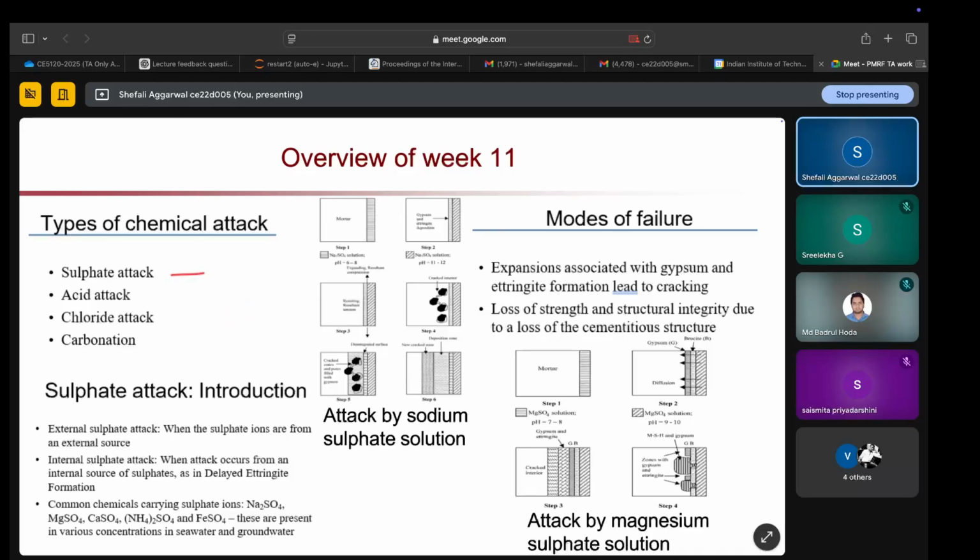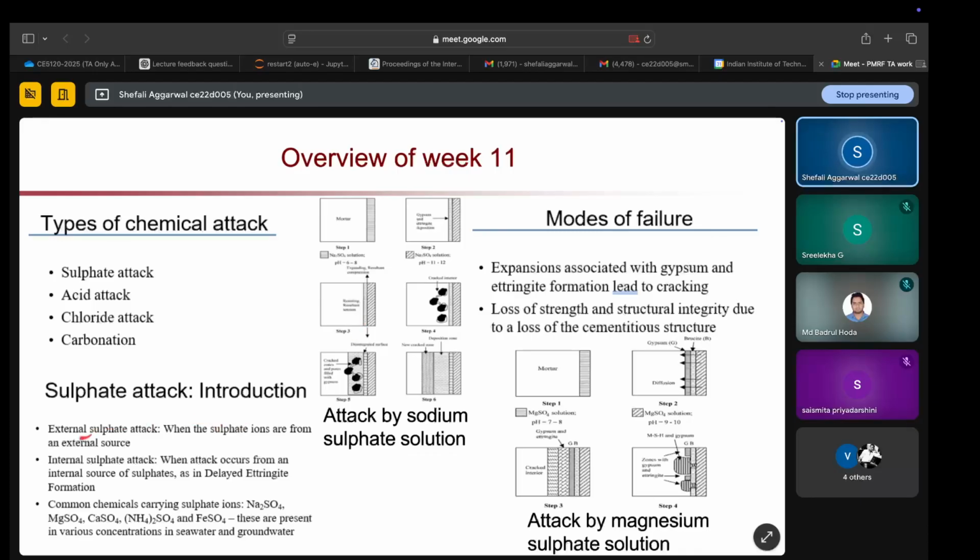And last is sulfate attack. In sulfate attack, what is happening? When your sulfate reacts with your concrete system, it is forming more ettringite. So with more ettringite, what will happen? They are like needle-like structures, right? So they will need more space. They will push the concrete and will cause cracks in the concrete system.